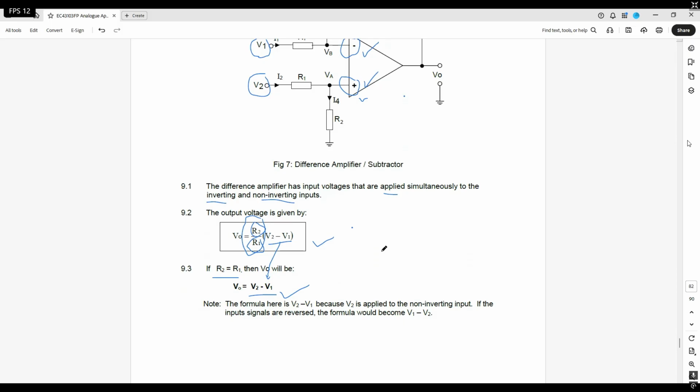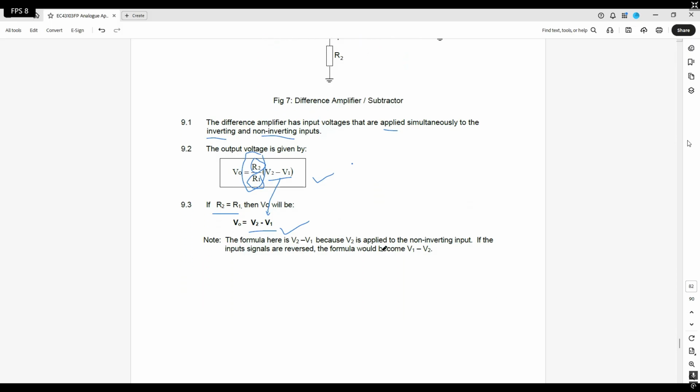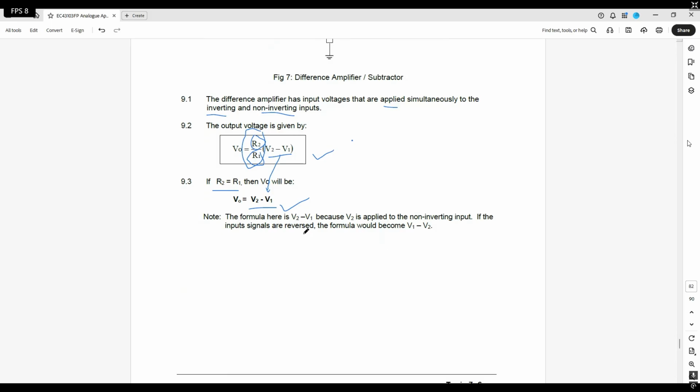I hope you can see that. If not, then please let me know. This one I already mentioned to you, V2 minus V1. Here also they write it there for the non-inverting. But of course, if it's reversed, then you also have to change accordingly. It depends which one. Just to clarify this point.